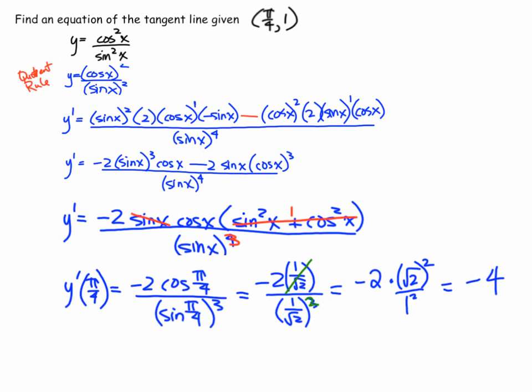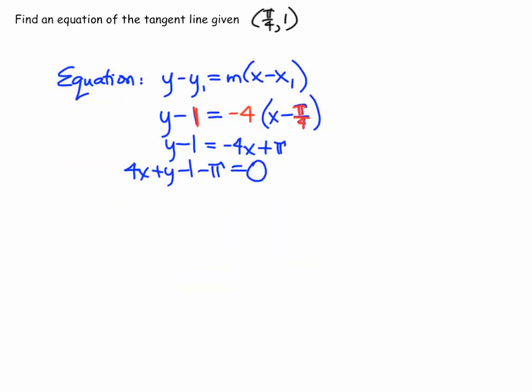So I have my slope of -4, I have my point of pi over 4 and 1, and I'm going to plug these into the general form for an equation. y minus y1 equals m times x minus x1. I do my substitution. Distribute the -4 inside the brackets and make the equation equal 0. And there you have it. There's the equation of the tangent line.